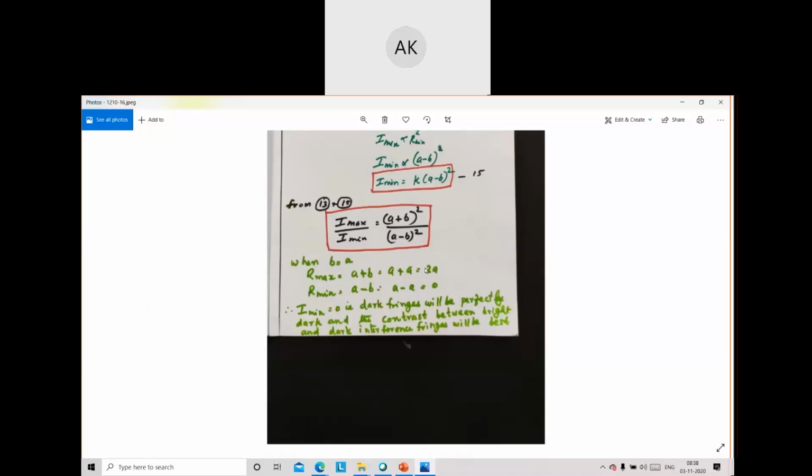Maximum intensity and minimum intensity: the maximum has its maximum value, but the minimum is zero. So when both waves have equal amplitude, the contrast between bright and dark fringes will be very good. That is when two waves have the same amplitude. So dark fringes will be perfectly dark, and the contrast between bright and dark interference fringes will be best. Best contrast is obtained when both the waves have the same amplitude.